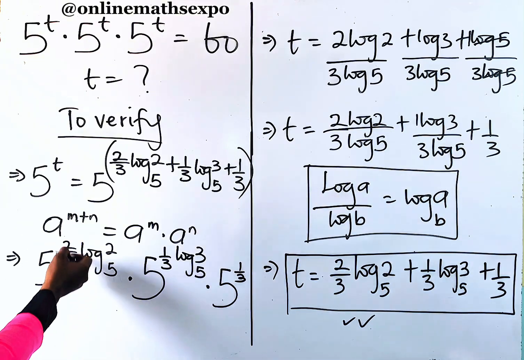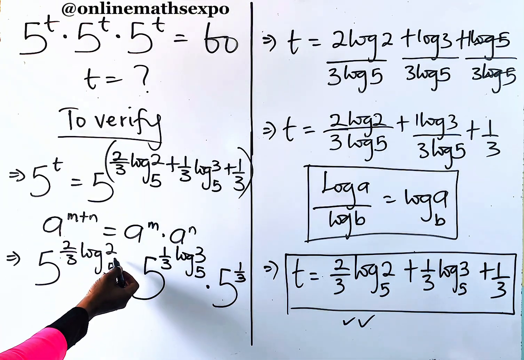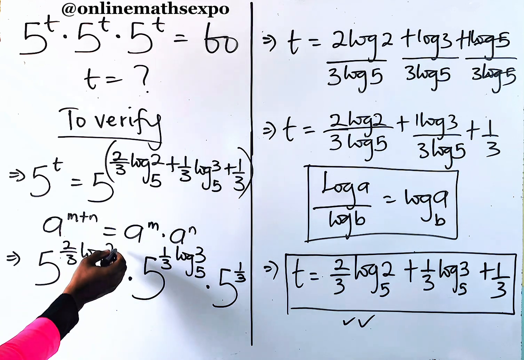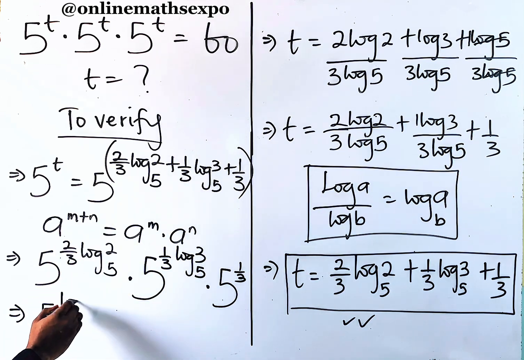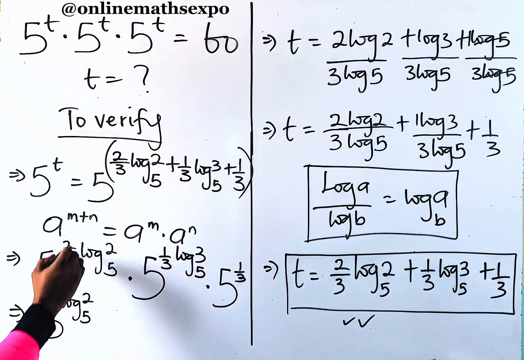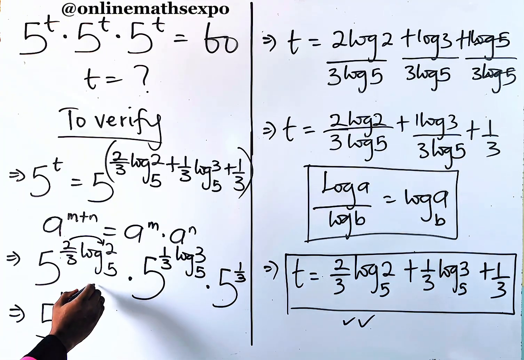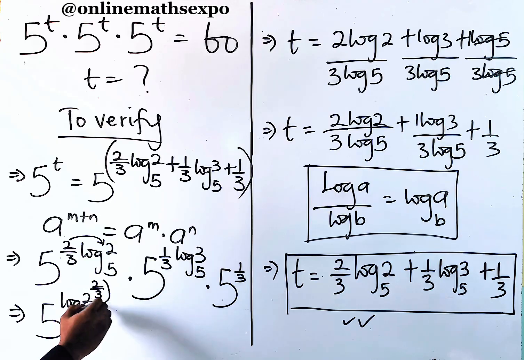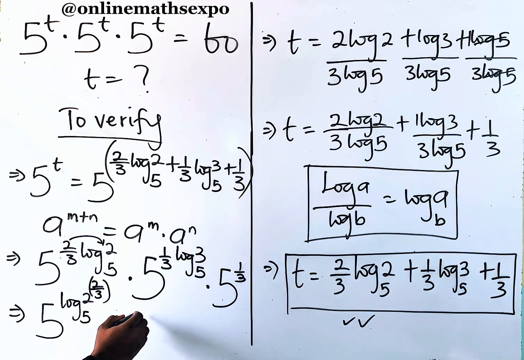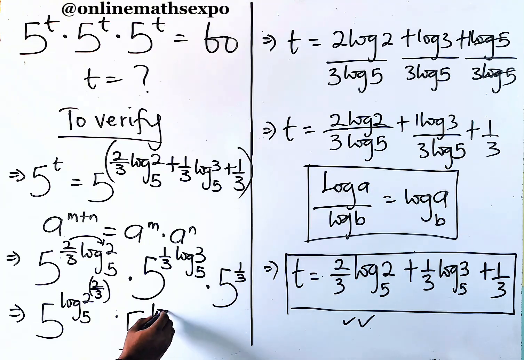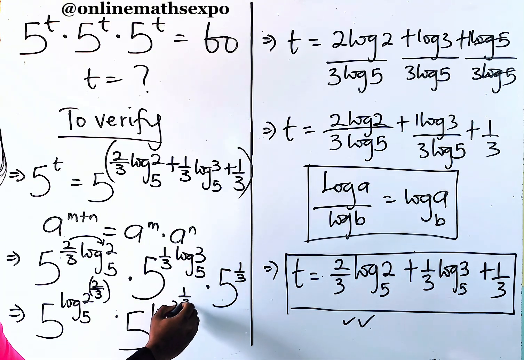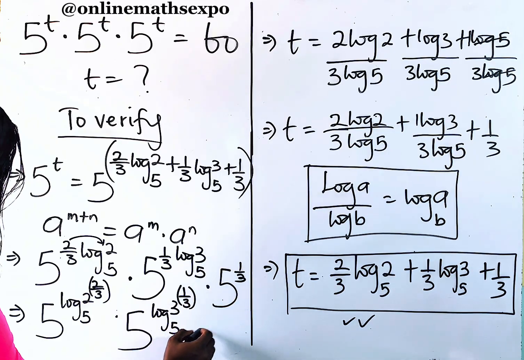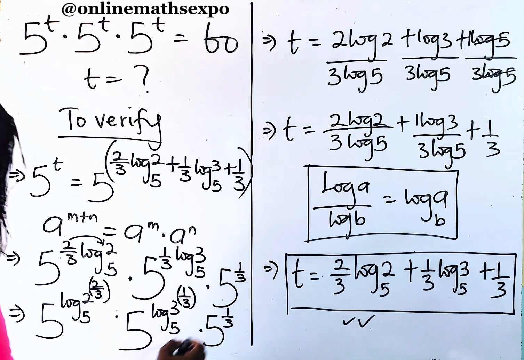Interesting. Now, what do you do next? Remember we said the coefficient is the power of the log. So in that case, we are going to return this, to now have 5 to the power of log of 2 base 5, this becomes the power. So we have power of 2/3. Now it's multiplied by, do same here. So we have 5 to the power of log of 3 base 5. This becomes a power. So we have raised to power of 1/3 is multiplied by 5 to the power of 1/3.